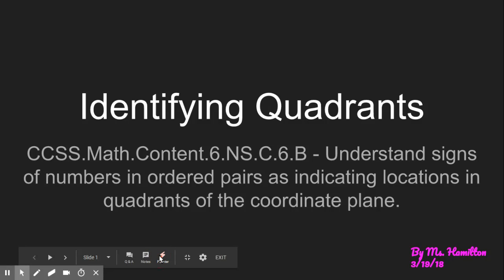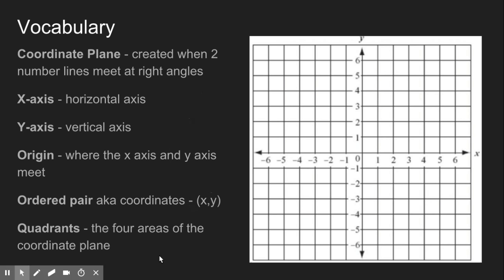Hi, it's Miss Hamilton, and we're going to talk about identifying quadrants today. My standard is understanding signs of numbers in ordered pairs as indicating locations in quadrants of the coordinate plane. So basically, we're going to look at the signs of some coordinates and figure out where they end up on the plane. So a little vocabulary here.